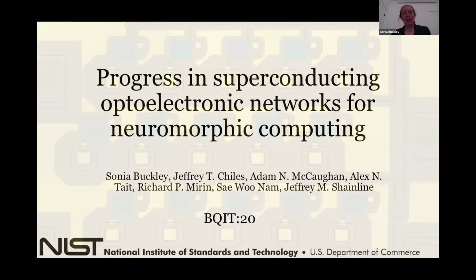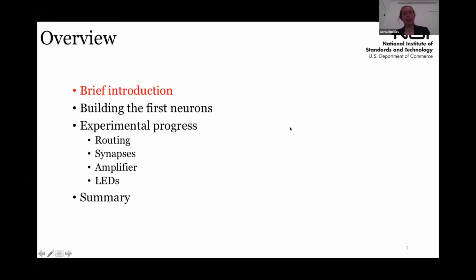So to start with, I'm going to try to give you a brief introduction about why that might be interesting to people who work on quantum information or quantum computing. And then a little bit more about what I mean by neuromorphic computing before telling you about our hardware platform and our efforts to build the first neurons in our hardware platform and our experimental progress.